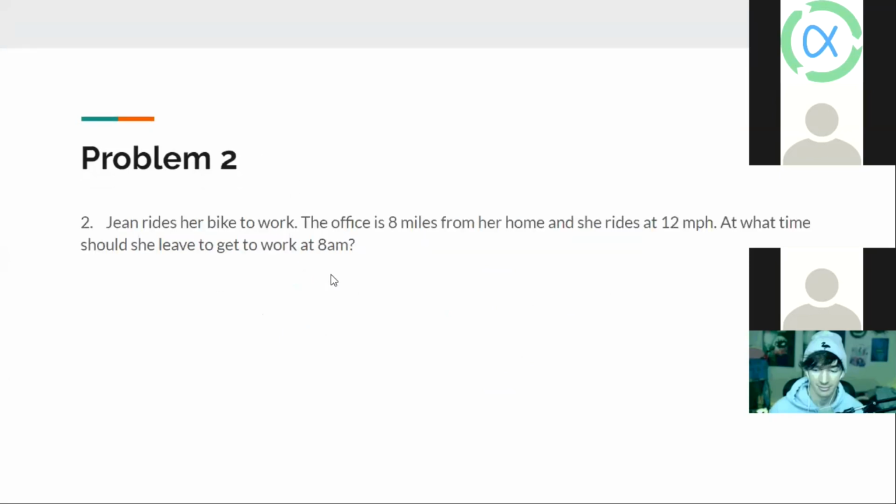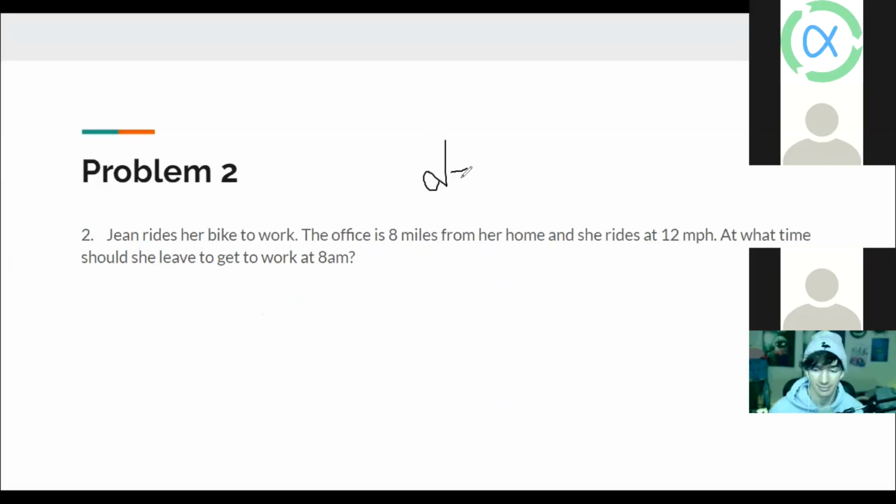Okay, Jean rides her bike to work. The office is 8 miles from her home, and she rides at 12 miles per hour. At what time should she leave to get to work at 8 a.m.? So we talked about how distance is equal to speed times time. So distance in this case is 8 miles, and the speed is 12 miles per hour.